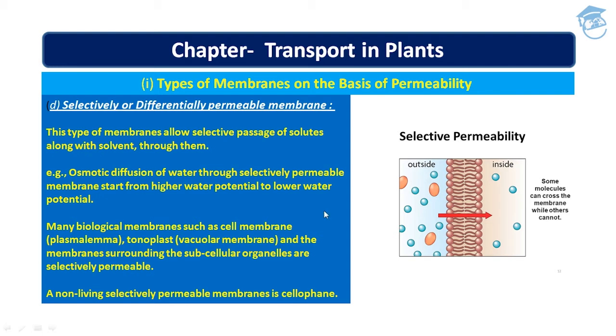See, this is the outside part of a plasma membrane. This is the lipid bilayer of a plasma membrane. This is the inside view. So some molecules can cross the membrane while others cannot. So this is selective permeability. Okay, and this is the fourth type of membrane on the basis of their permeability.